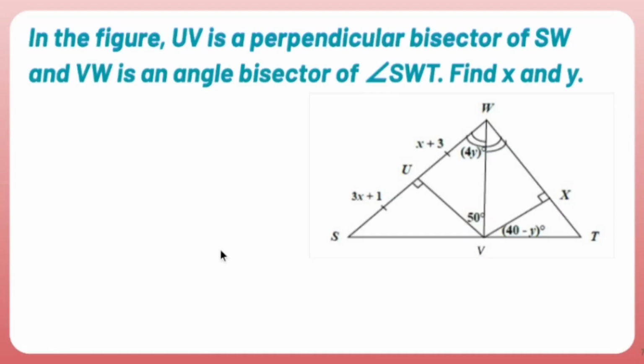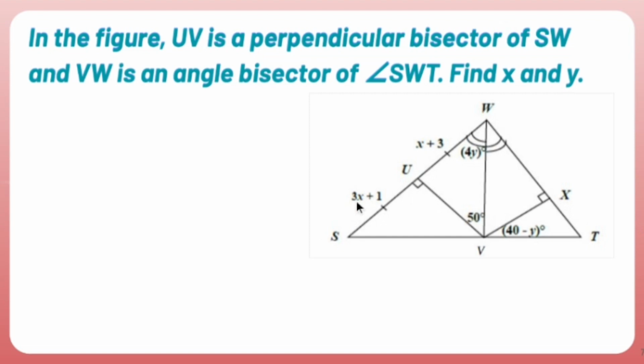In the figure, UV is a perpendicular bisector of SW. It doesn't really look like it, but it is. And VW is an angle bisector of angle SWT. Find x and y. The picture is pretty much drawn accurately. Now it's just a matter of finding out what x and y are.